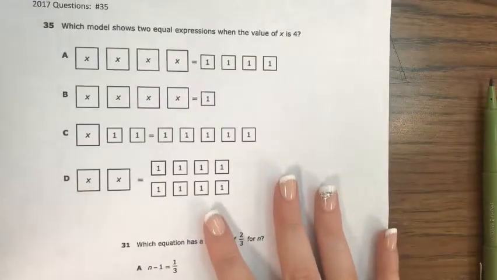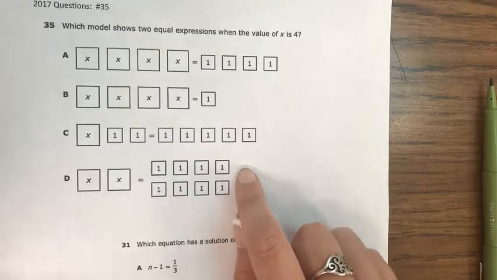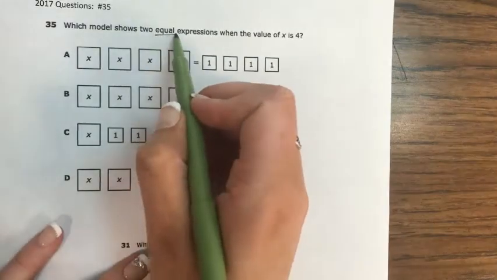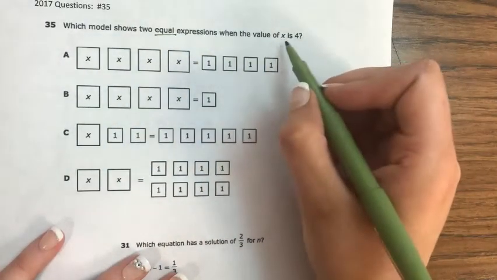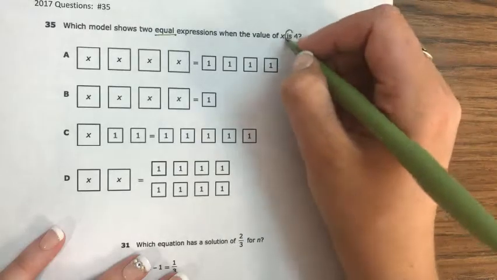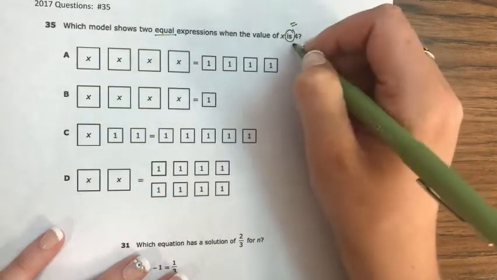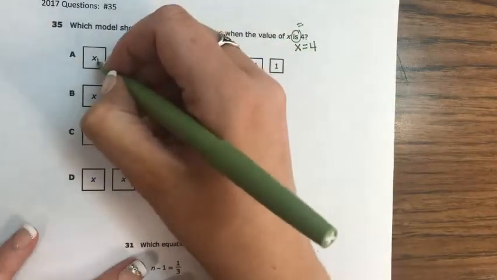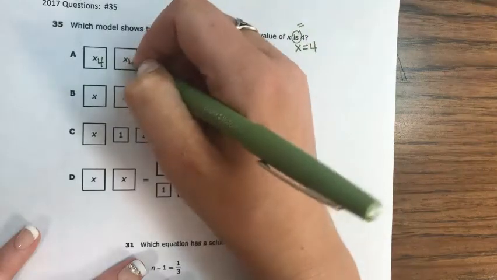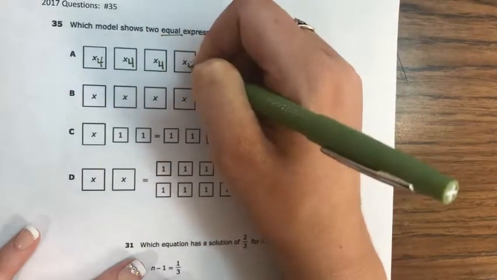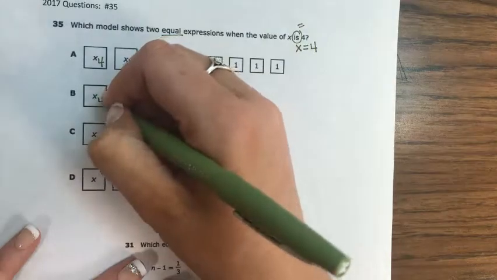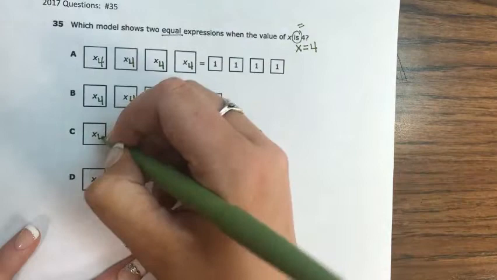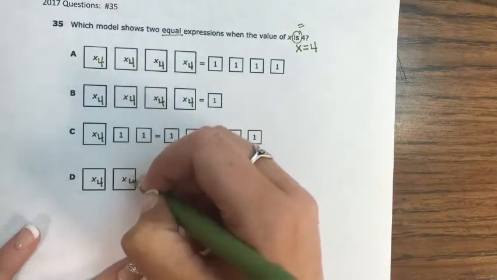Okay, the next type of question you are going to see is with an actual model. So in this question, it says which model shows two equal expressions when the value of x is 4. So is means equal. So when x is 4, that just means x equals 4. So anywhere that we see an x, we are going to write instead a 4. Go through and you can go ahead and label all of your boxes because it said x is 4. So we're just going to go ahead and do that.